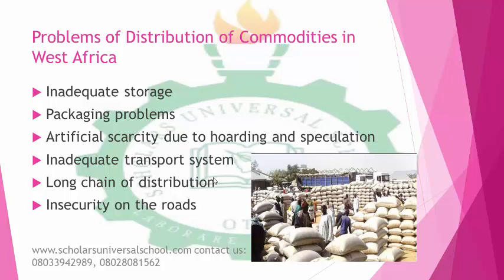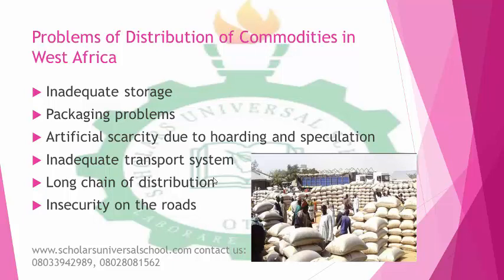Another problem is packaging. We really do not have proper industries put in place to help in processing and packaging of most of our agricultural produce, which was one of the problems we had towards the end of last year with the rice production. We had farmers that could actually go into the production of rice, but we do not really have proper mechanisms or facilities put in place to help in processing such produce. So we end up having rice that is full of stones being brought to the marketplace. So it becomes a problem. Packaging and processing is a problem of distribution of commodities in West African countries and Nigeria also.